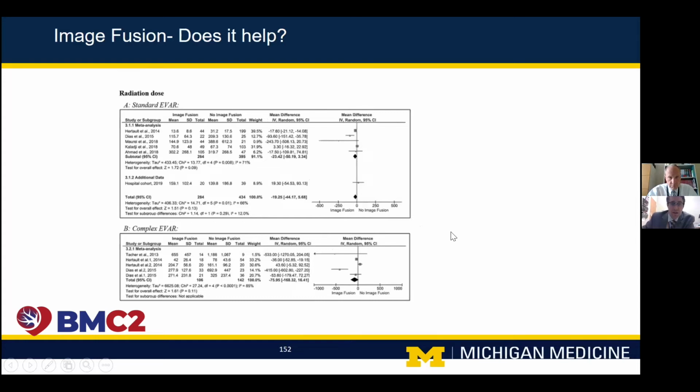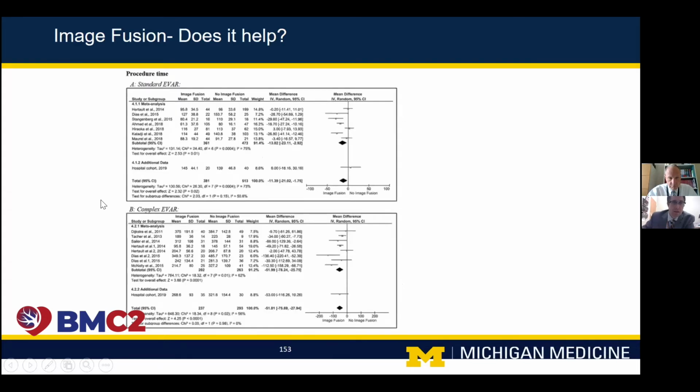And so in both cases, they weren't quite there, but it seems to be a trend toward a lower radiation dose overall. And then procedure time, and this one again did show a significantly lower procedure time if you're using fusion imaging for either standard or complex EVAR. So my takeaway from that is that it lowers your contrast dose, which I'll agree with. And then I think it also does lower your procedure time because it gives you a roadmap. It gives you something to use and to look at and to cheat a little bit. And so I think those are true.